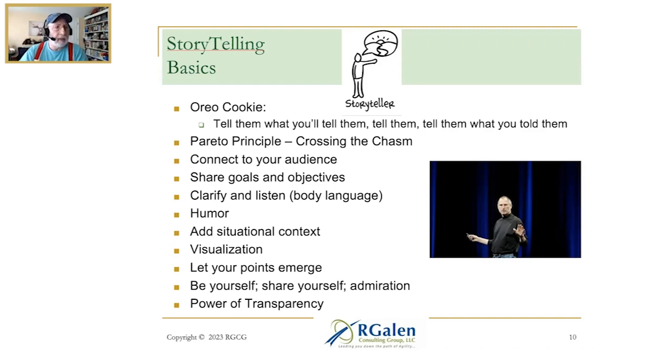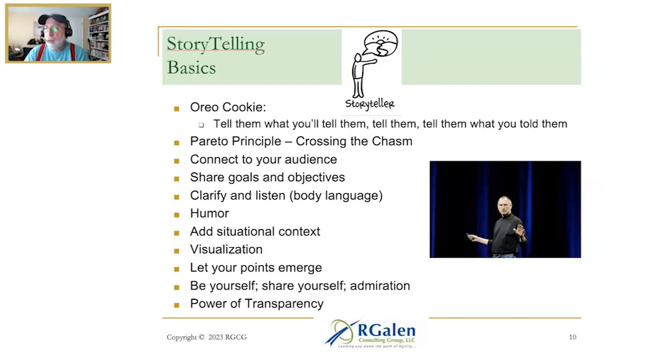So, Oreo cookie. There are different names for this, but this is the "tell them what you're going to tell them, and then tell them what you told them" approach. Some people call it a sandwich or an Oreo cookie, with two sides: the beginning, the middle, and the end. That's a very useful metaphor or framework to think about when you're telling your stories. It's ancient, but it's useful.